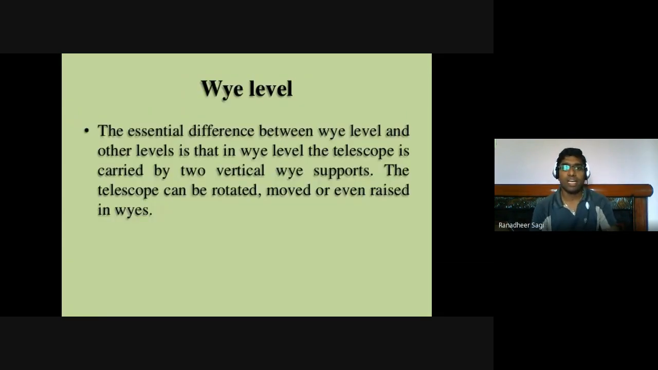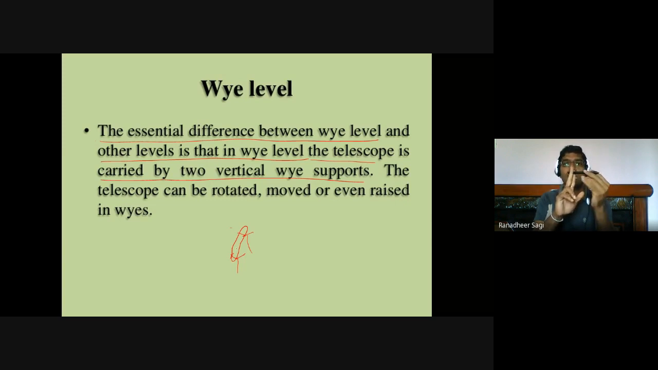Next is Y level. What does this Y level mean? The essential difference between Y level and the other leveling instruments is that in Y level, the telescope is carried by 2 vertical Y supports. You are going to have 2 Y-shaped supports, one here, the other here. On these 2 Y-shaped supports, you have the position of your telescope. Such a kind of instrument is what is called your Y level.